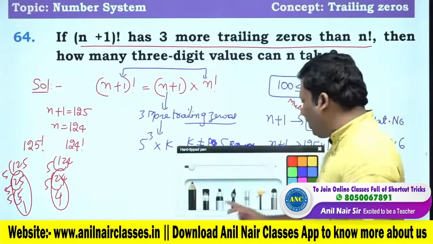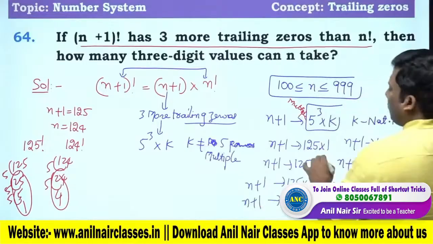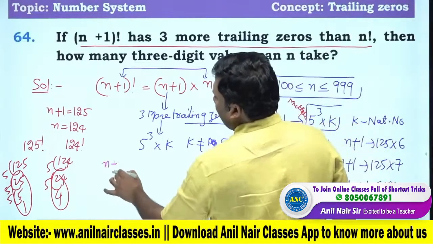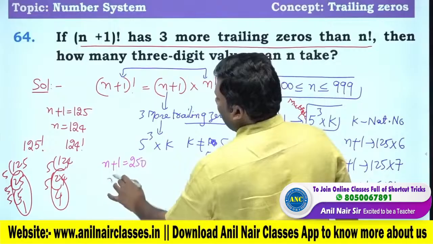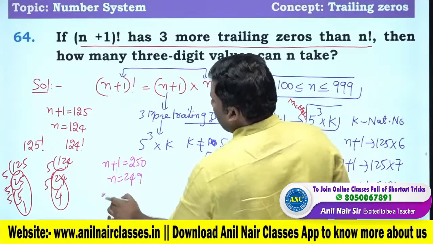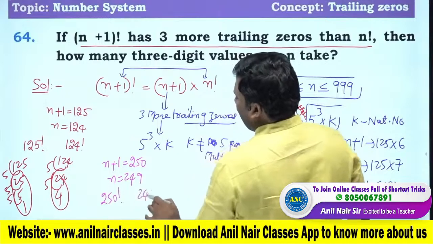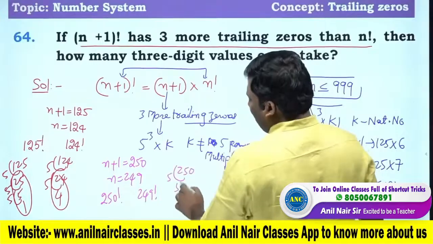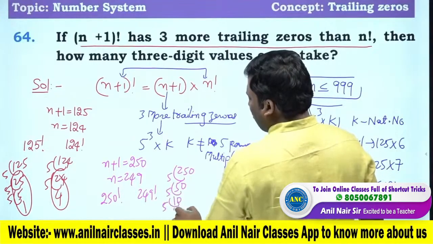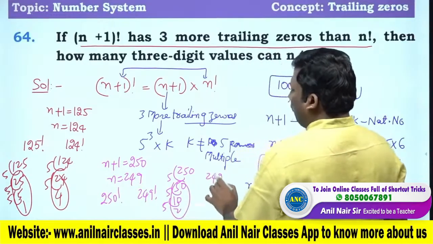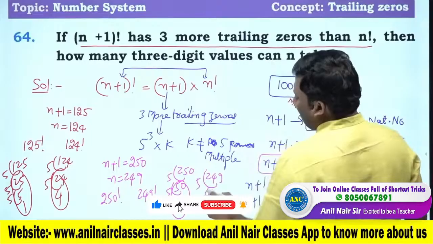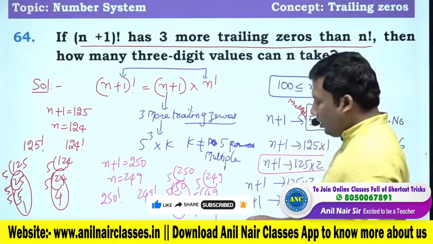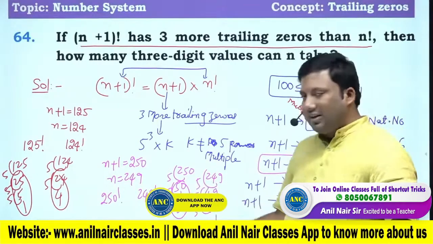Let me check it out by taking one more number. N plus 1 is 250. That means n will become 249. This will become 250 factorial and this is 249 factorial. So 250 will become 5 50s are, 5 10s are, 5 2s are, 62 I got. 249 is 5 4s are, 5 9s are, 5 9s are, 5 1s are. So here it is 59, here it is 62.